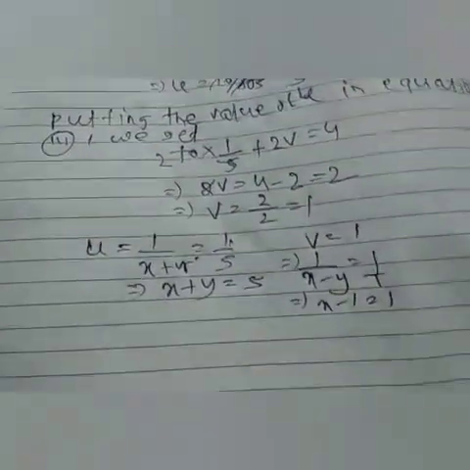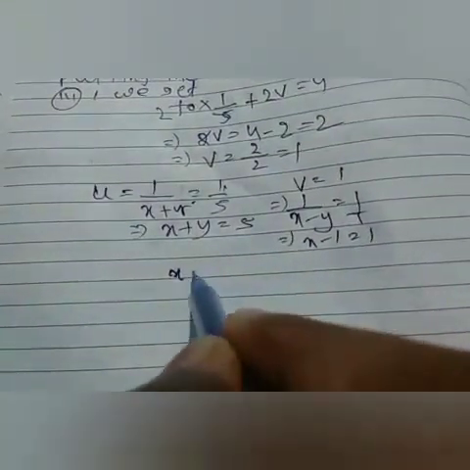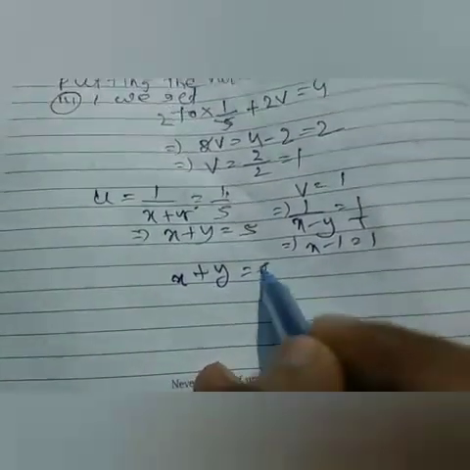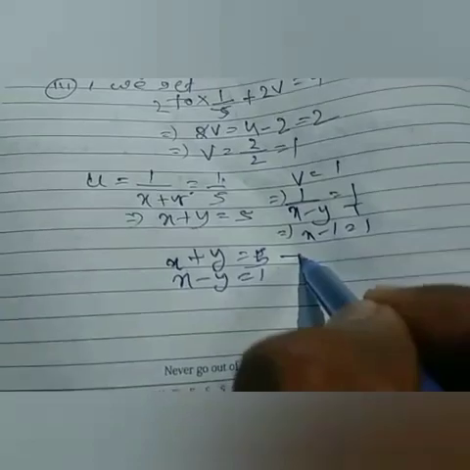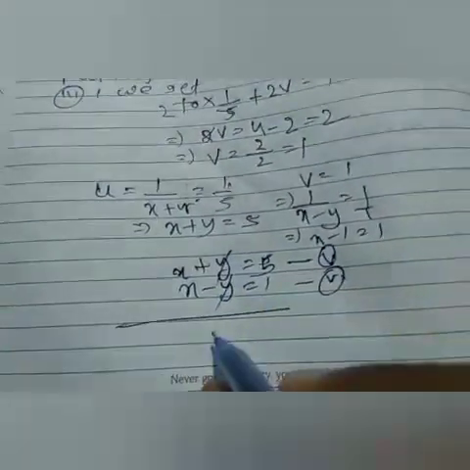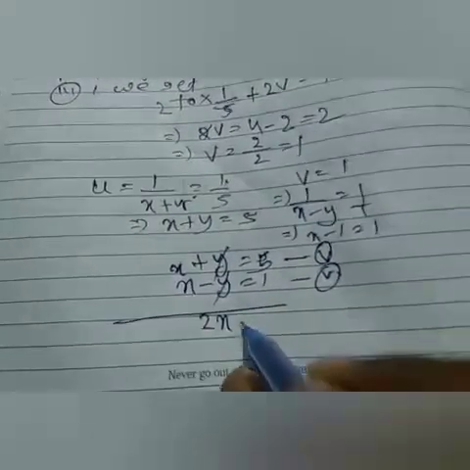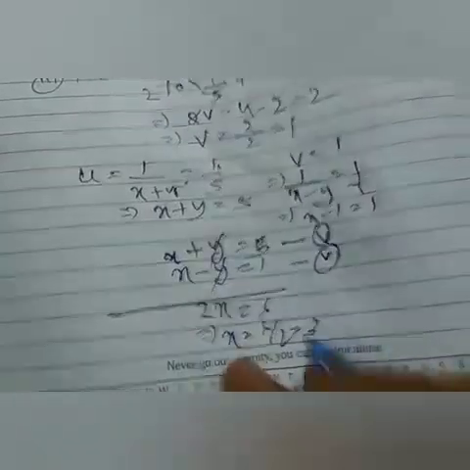So these two new equations are formed, which we have to solve. x plus y equals 5, x minus y equals 1, equation 5, equation 6. So solving this, y cancels, 2x equals 6, x equals 6 by 2 equals 3.